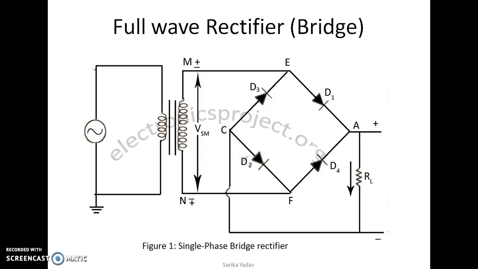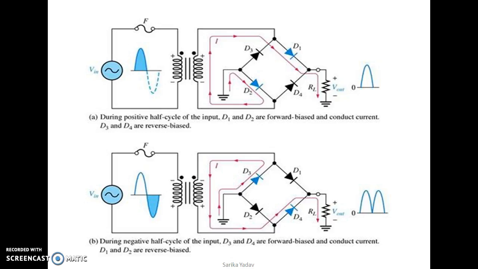Now, one more kind of full wave rectifier called as bridge rectifier. Here we have used 4 diodes in a bridge fashion. During positive half cycle, the upper terminal is positive, so supply coming at terminal E is positive and supply coming at terminal F is negative. Now, due to which out of these 4 diodes, only 2 diodes will be conducting. Here you will see the proper diagram.